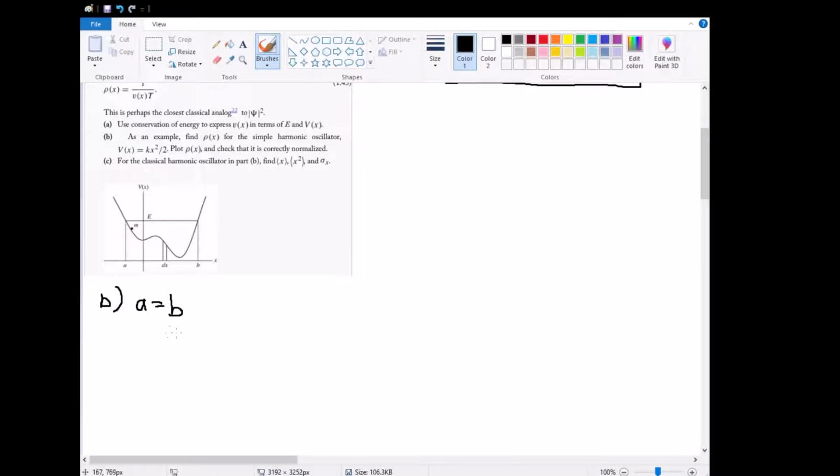And that instantly tells us some very convenient things. First off, we know that V is equal to 1/2 kx squared. This is given to us. The other thing we know is E, because E is just the total energy of the system, which implies that it would equal the maximum potential energy of our system. And since our turning points occur at A equals B, we can say that E is just equal to 1/2 kA squared, where at the turning point, the potential energy is at its maximum and kinetic energy is at its minimum of just 0.